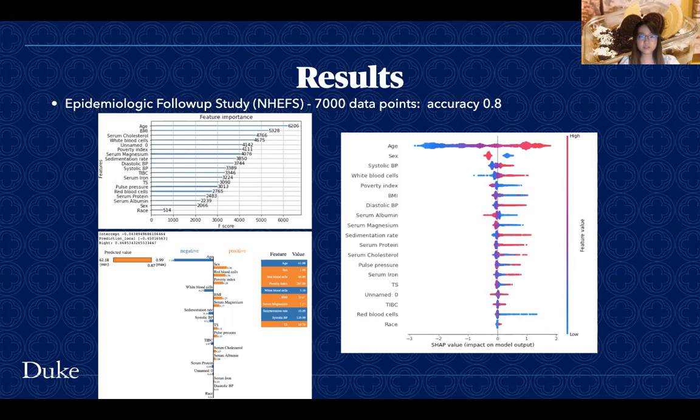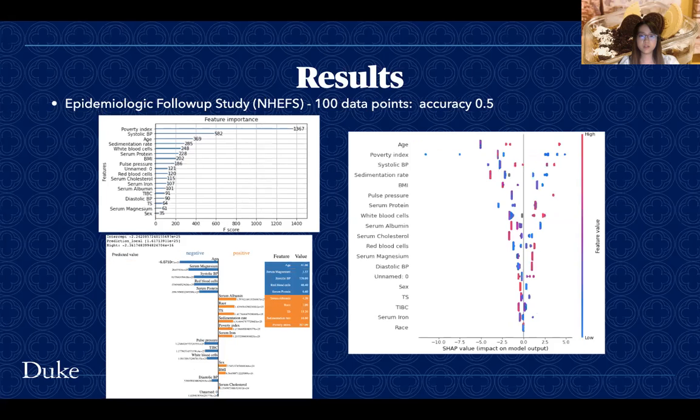As we can see, SHAP and feature importance kind of agree that age is the most important factor, but have some discrepancy on the other characteristics. Here I also have another model where I only use 100 data points, that is 0.5. And I need to note that 0.5 is not better than a random guess, because we're predicting for each pair which one is higher in mortality. We still have a discrepancy between SHAP and feature importance.